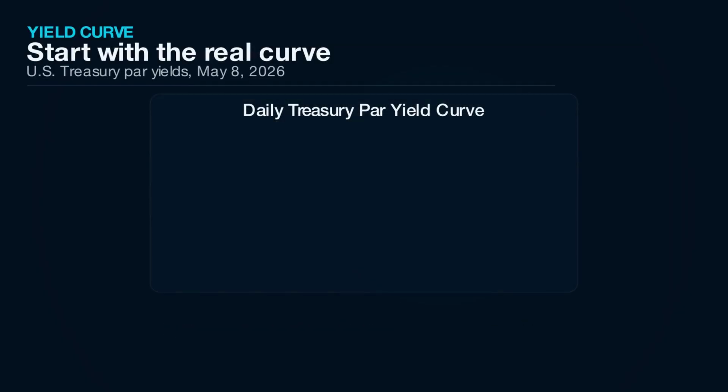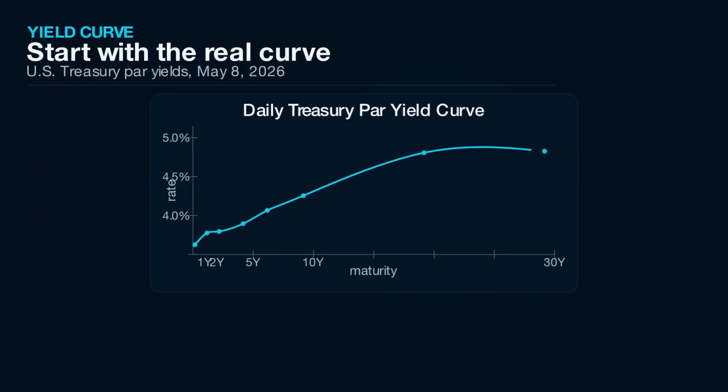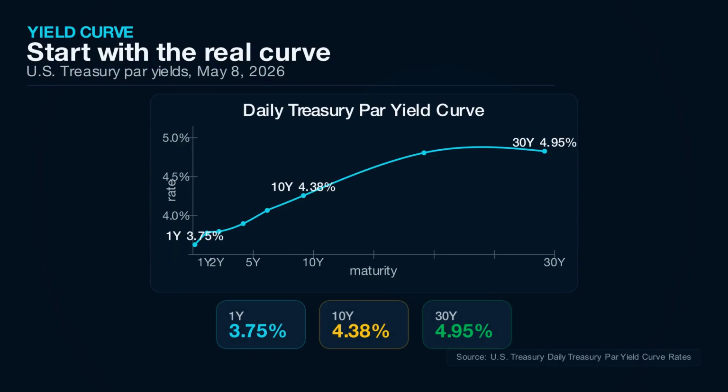Here is a real curve. On May 8, 2026, the U.S. Treasury daily par yield curve showed 1 year at 3.75%, 2-year at 3.90%, 5-year at 4.02%, 10-year at 4.38%, and 30-year at 4.95%. These are not random numbers. Treasury explains that the curve is based on market bid prices and quotations for Treasury securities. So the curve is a daily snapshot of the market price of time.